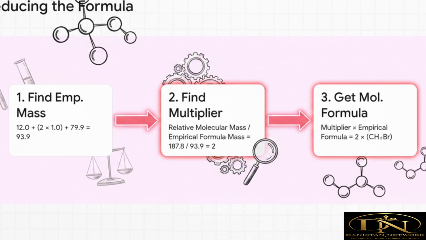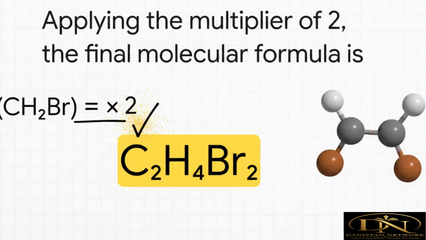Second, we find our multiplier. We just divide the true molecular mass by the mass of our building block. So, 187.8 divided by 93.9 gives us a nice clean multiplier of 2. Finally, we just apply that multiplier to our empirical formula. That means we multiply every atom in CH2Br by 2. And that gives us our final answer, C2H4Br2. And just like that, we've gone from a simple ratio and a total mass to the complete, true molecular formula of the compound. Pretty cool.